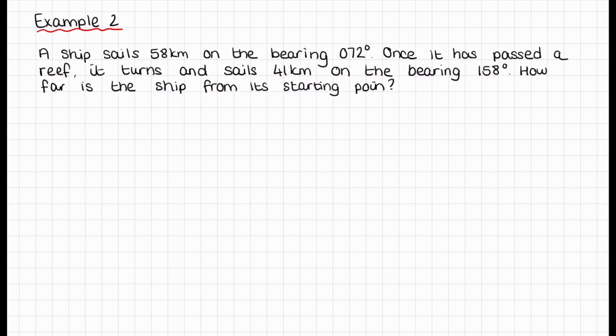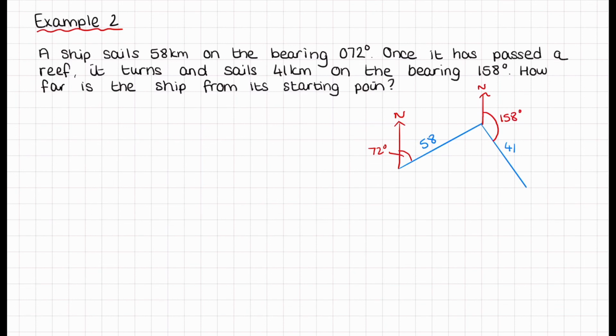So a ship sails 58 kilometers on a bearing of 72 degrees. Remember, it always starts from north. And 72 degrees will be in here somewhere. And they go for 58 kilometers on an angle of 72 degrees. Once it gets to the reef, it turns and sails 41 kilometers on a bearing of 158 degrees. So we're due north here at the reef. And 158 degrees will be on an angle down here, and it goes for 41 kilometers.